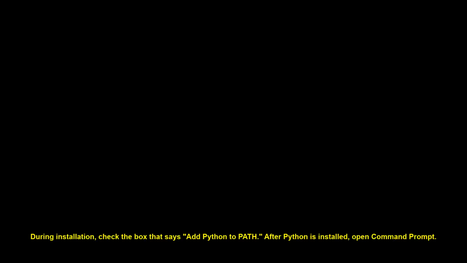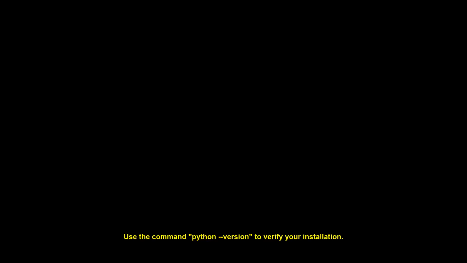After Python is installed, open Command Prompt. Use the command python --version to verify your installation. Next, install the latest version of pip, Python's package manager. Use the command python -m pip install --upgrade pip to upgrade pip.